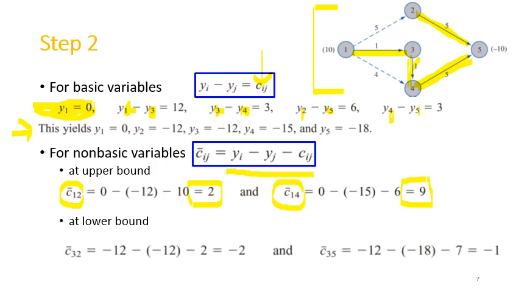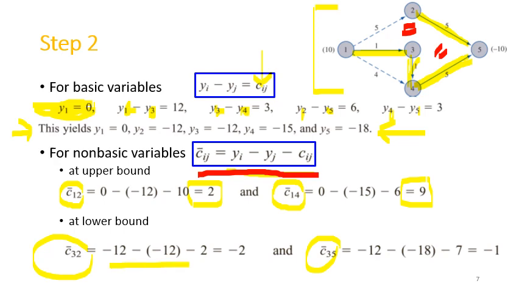And then check the non-basic variables at the lower bound, which are x32 and x35. Because there's nothing here from 3 to 2 and there's nothing from 3 to 5, so they are non-basic variables with the value equal to 0, or at the lower bound of the capacity of that arc. So use the same formula again, and you get the y's from here. So you just plug in yi minus yj minus cij.